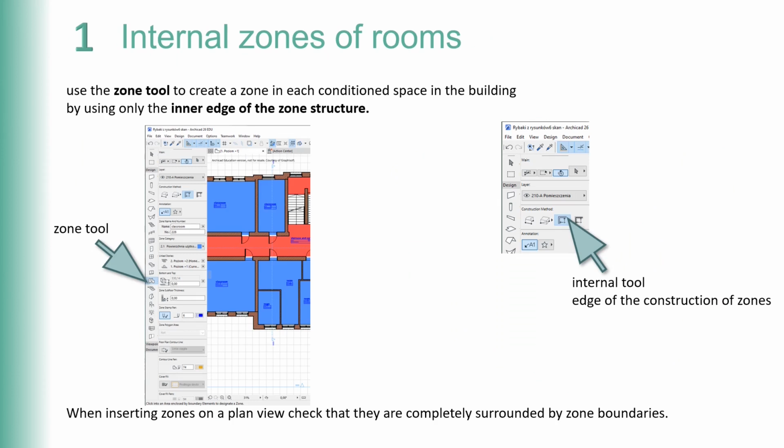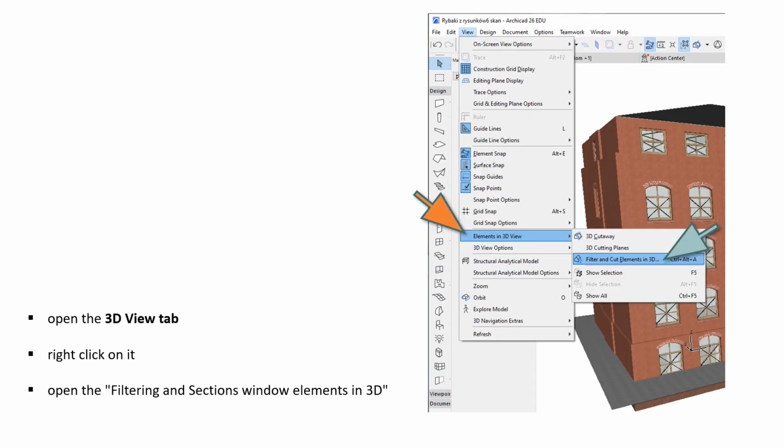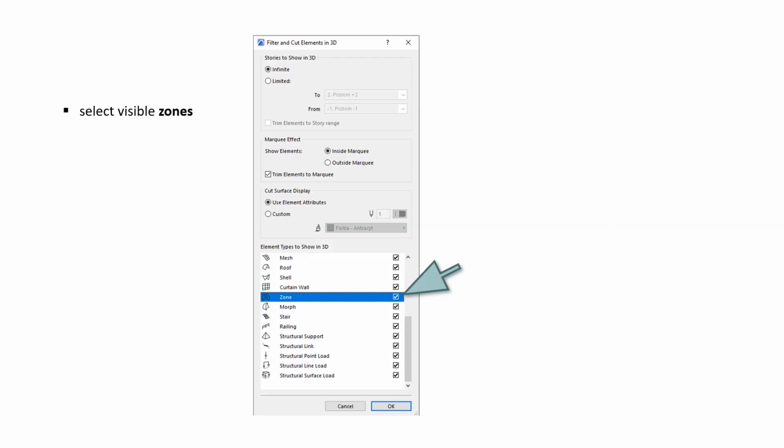With the Zone tool, create zones in each heated or conditioned space in the building. Use the fit to surrounding partitions by selecting the use of the zone construction inner edge exclusion. Then open the View tab, expand elements in 3D view and select Filter and Section Elements in 3D. Select the checkbox for zones to make the zones visible in the 3D view.